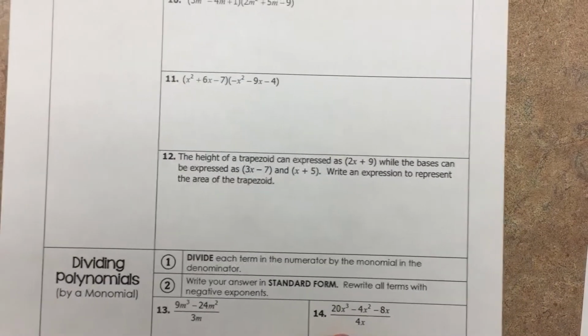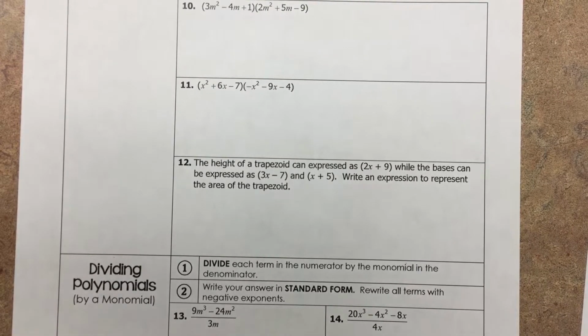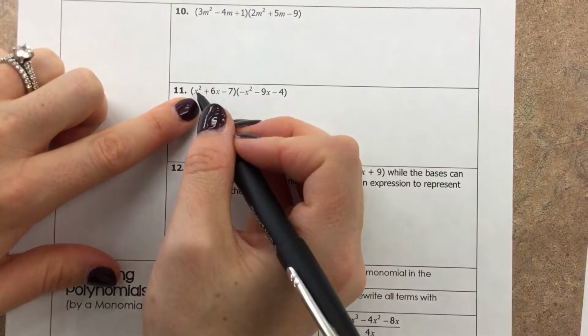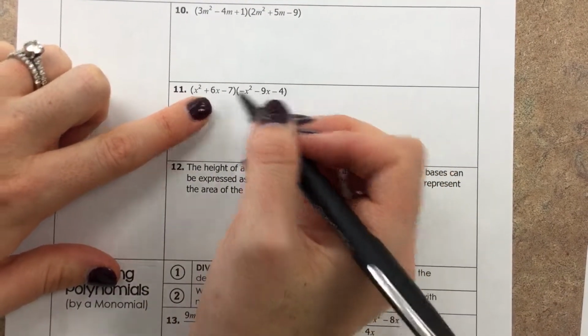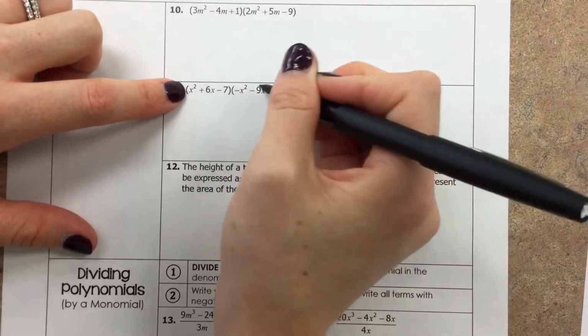All right, so next page, I'm going to look at number 11. So this is another multiplication problem. We'll kind of practice that extreme foiling that we can do. So we just basically turn it into a distribution problem. So we're going to start with the x squared and distribute that all the way through. Then move to the 6x, then move to the negative 7.